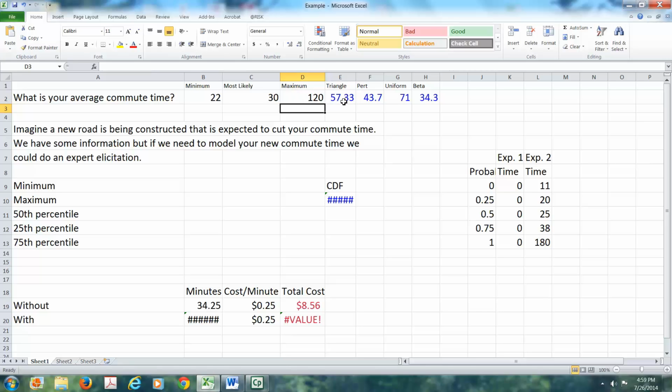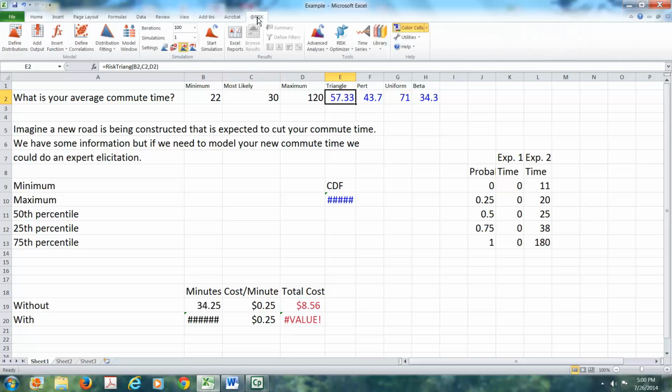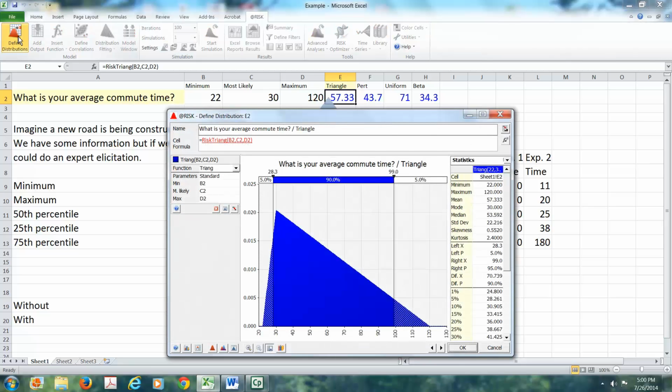Using some non-parametric distributions, we can generate some commute time distributions. All the distributions here return their expected values. Notice that most of them are too high, higher than our most likely value. Let's take a look at the triangle. We go to the At-Risk tab, define distributions to have a look, and we see this triangle makes those long commute times far too likely.